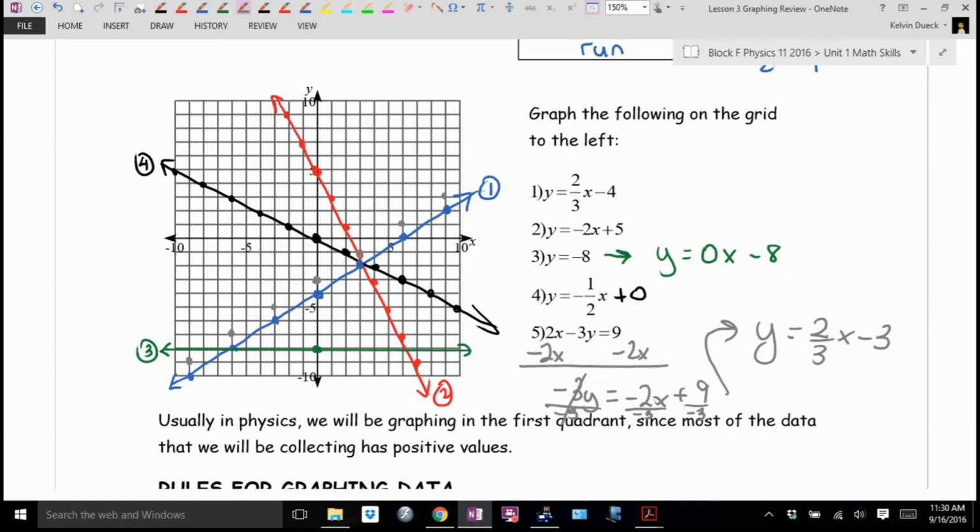Yes, the tongue helps. Here we go. Line 5.